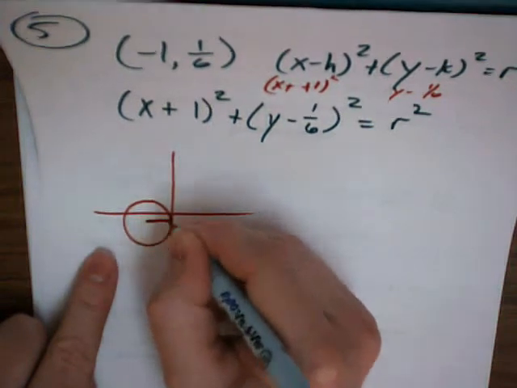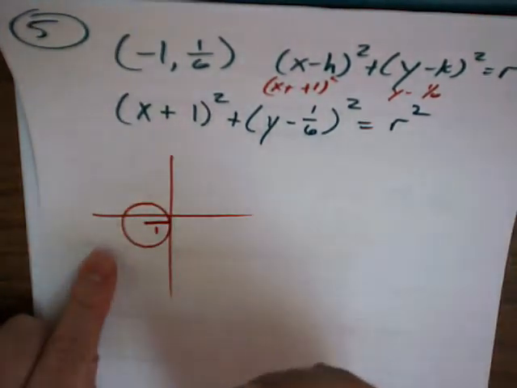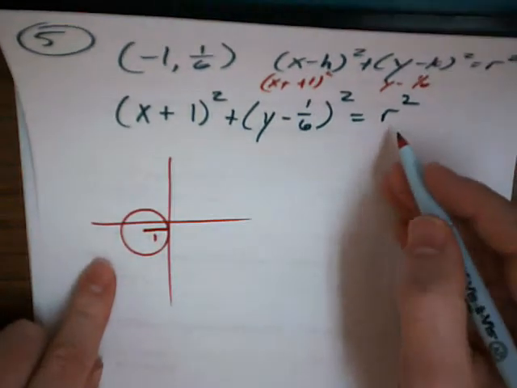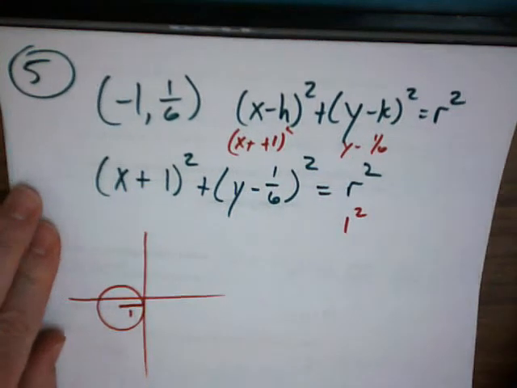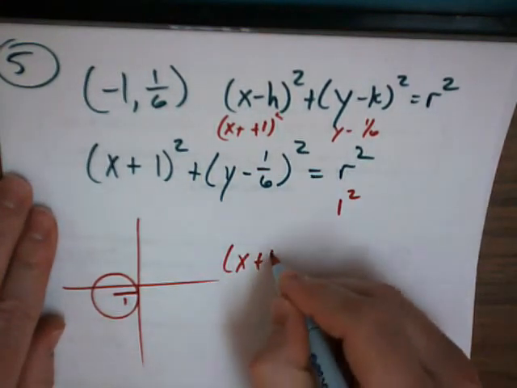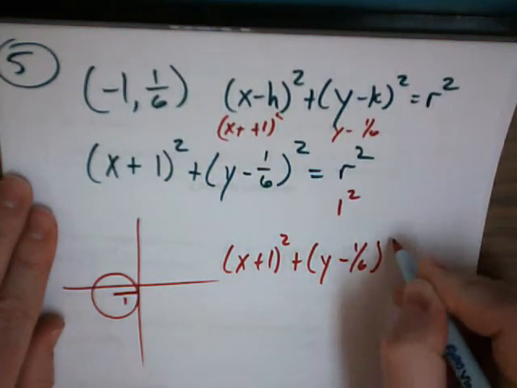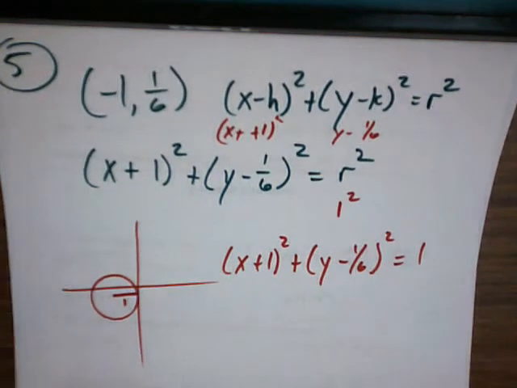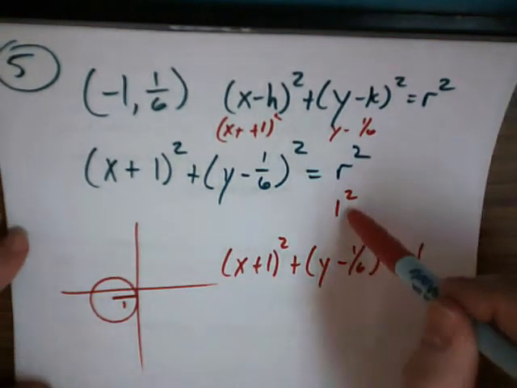From here to here is what? 1. We went backwards 1, so it's 1. So this number right here is 1. But you got to square it. So the answer would be that. Don't forget to square that number.